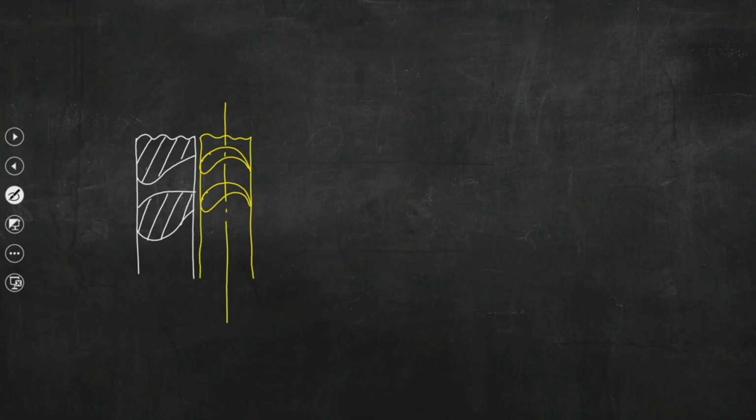So this is the first row of moving blades, and this is the first row of nozzle or fixed blades.